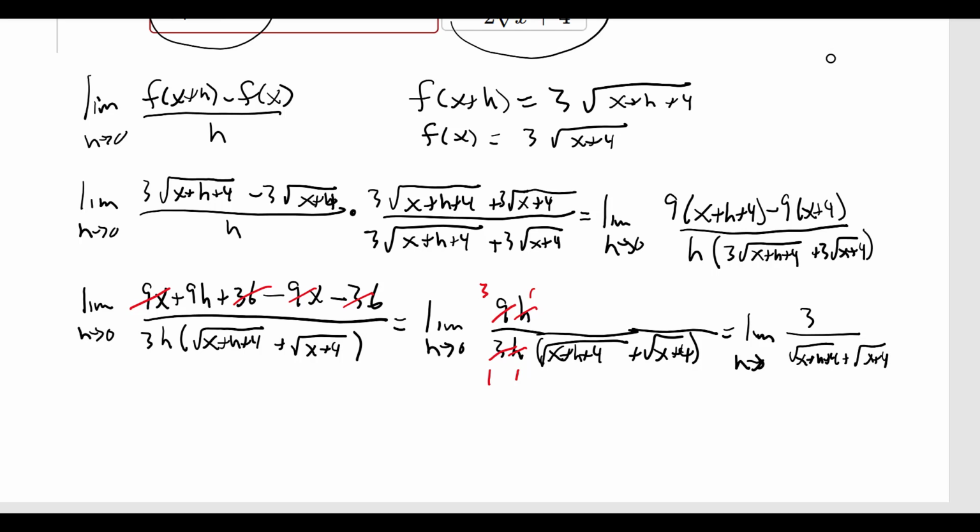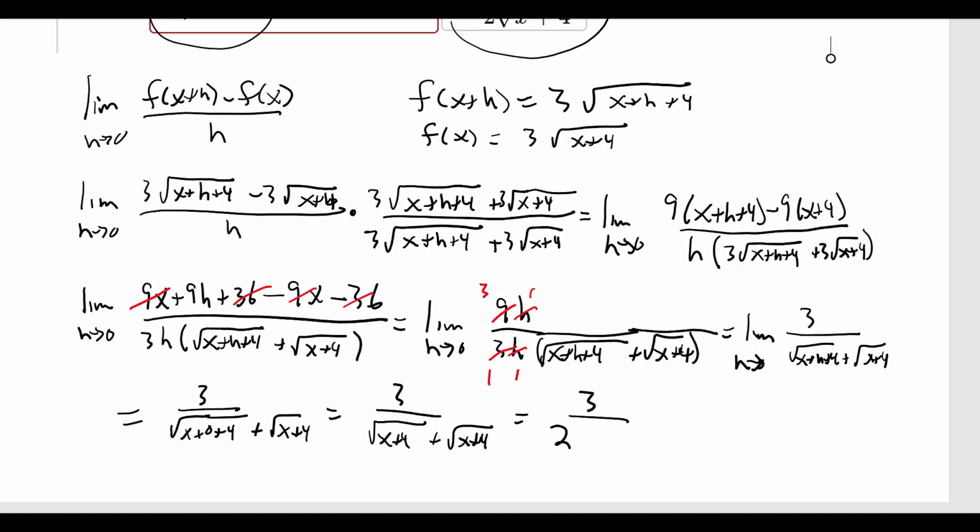Now as h goes to 0, we can apply this limit. We would have 3 over the square root of x plus 0 plus 4 plus the square root of x plus 4. So we have 3 over the square root of x plus 4 plus the square root of x plus 4 gives us 3 over 2 times the square root of x plus 4.